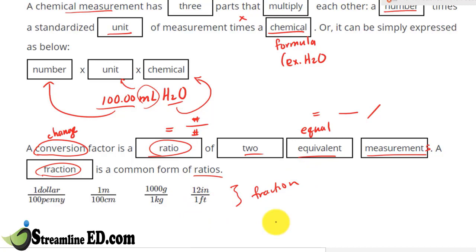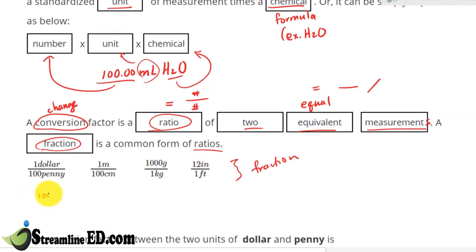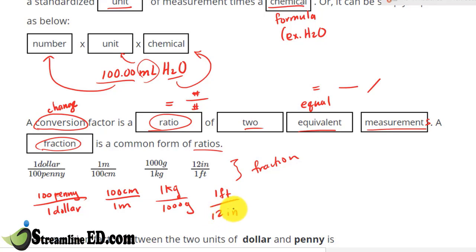Now, because it is a fraction, we can now rewrite this in terms of 100 penny over $1. Or over here, we can do the same thing, 100 centimeter equal to 1 meter. Or here we can do the same thing, 1 kilogram, then we have 1,000 grams. And we have 1 foot and 12 inches. And that's the beauty of expressing a ratio as a fraction. Now we can multiply this conversion factor to change from one unit to another unit. In this case, between penny and dollar, centimeters and meter, kilogram, gram, foot and inches.